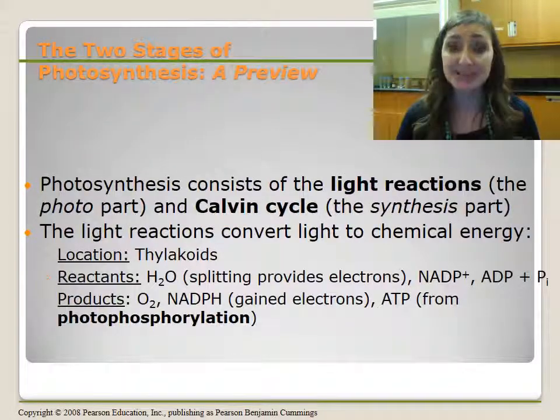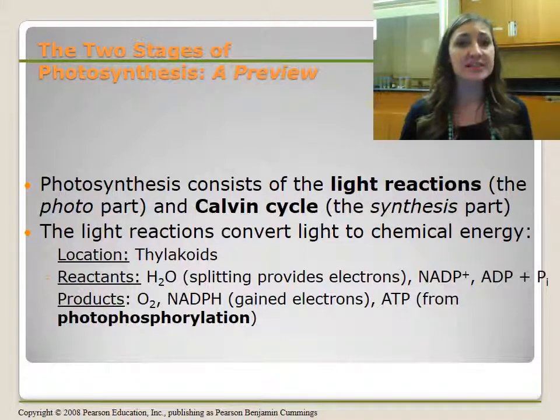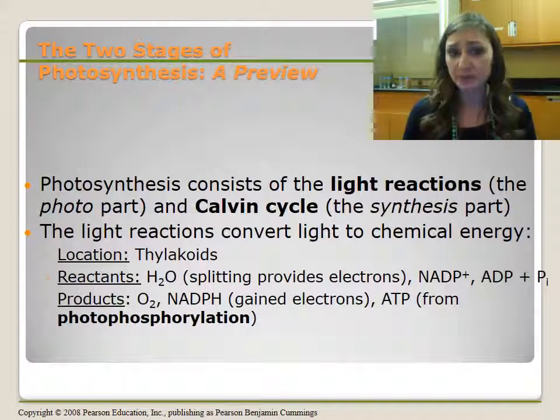Photosynthesis has 2 main steps. It has the light reactions, which is the photo part, and the dark reactions, or the light-independent reactions, which are called the Calvin cycle. And this is the synthesis part, where we actually make our glucose and our organic molecules. Light reactions convert the light to chemical energy.